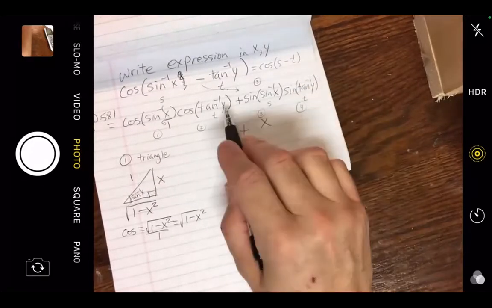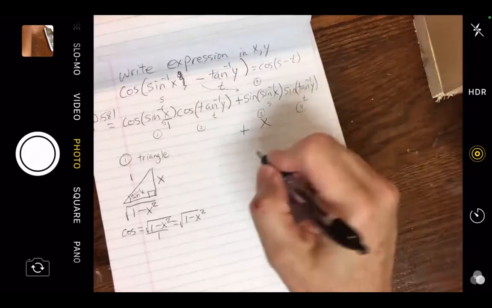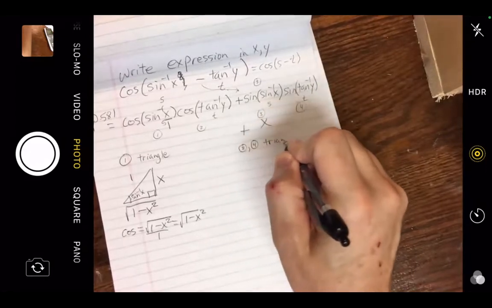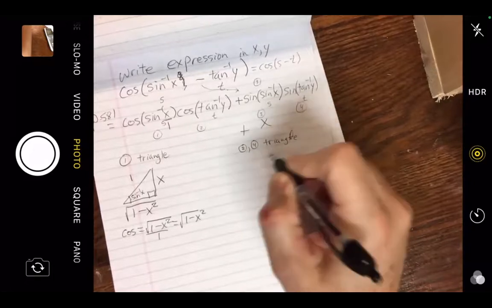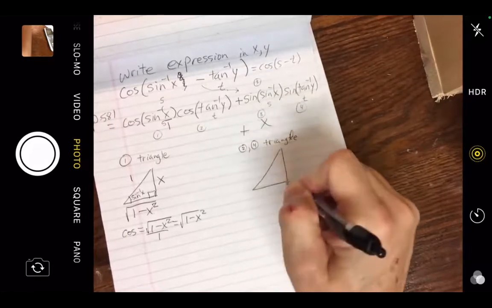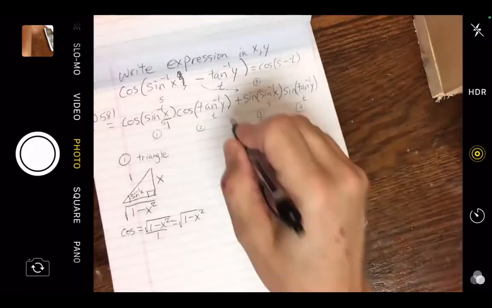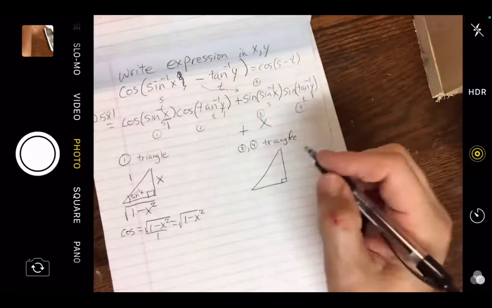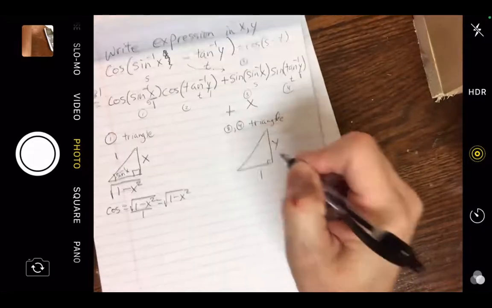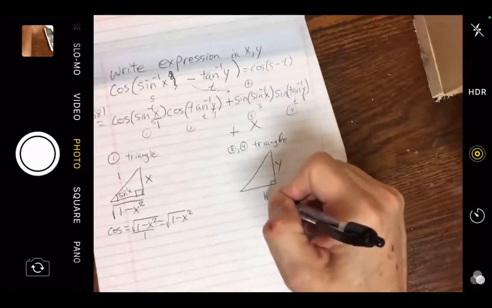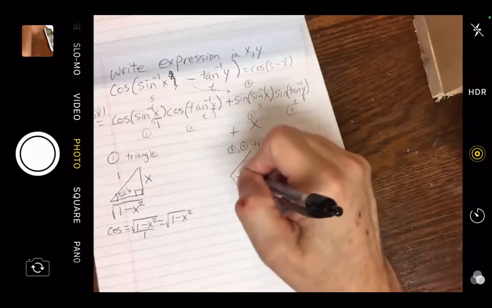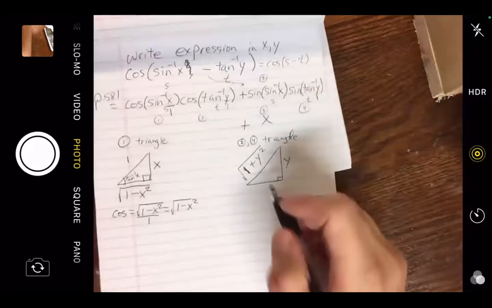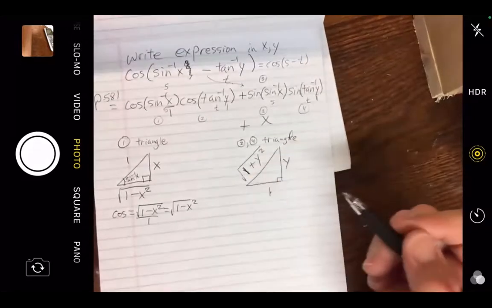Now, since those are the same angle, I only need one triangle. We can call this the piece 2 and piece 4 triangle. And so again, that's y over 1, so it's a tangent. So that's y over 1, opposite over adjacent. And can you tell hypotenuse you're going to write as the square root of 1 plus y squared. Is that too fast? You're going to square this, add them up, and take the square root. Yeah.